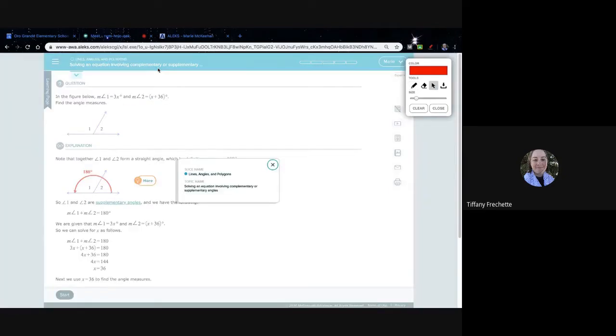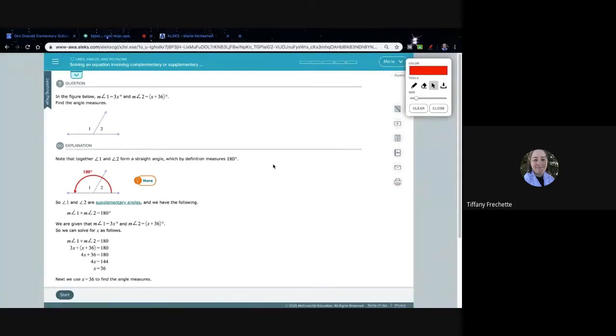Solving an equation involving complementary or supplementary angles. All right, so we need to know a couple of things before we get started here. What is a complementary angle and what is a supplementary angle? A complement means that the two angles that are complements add up to 90.